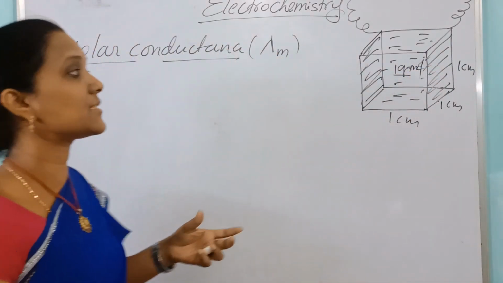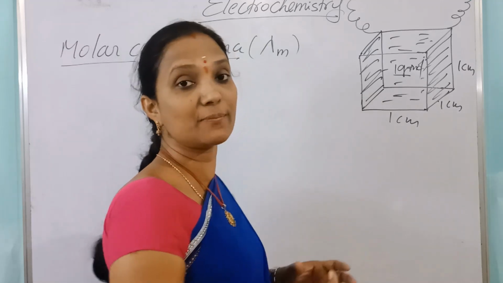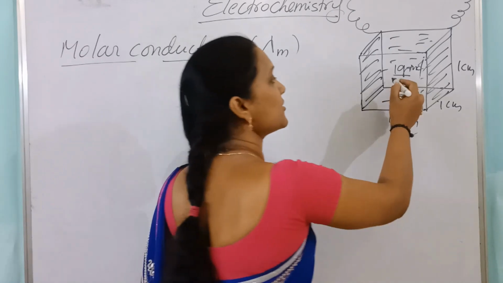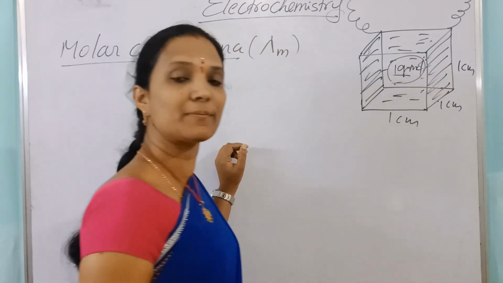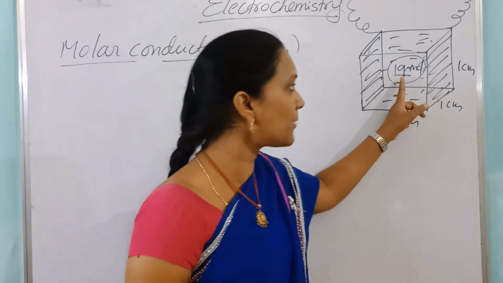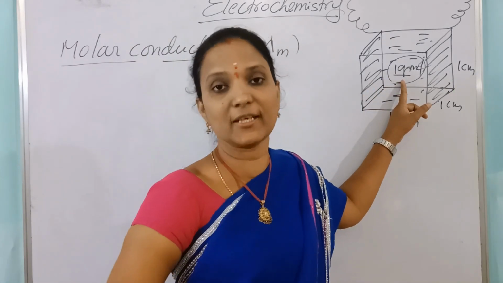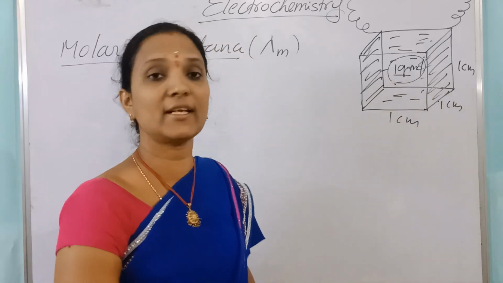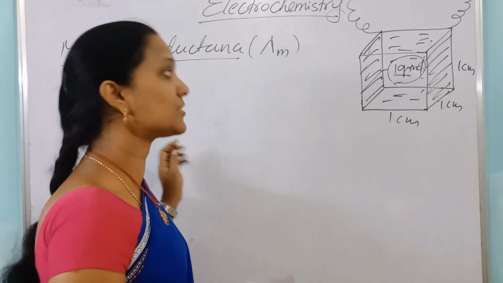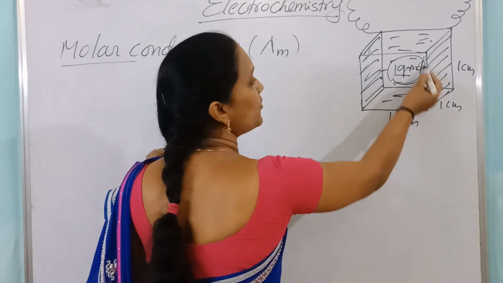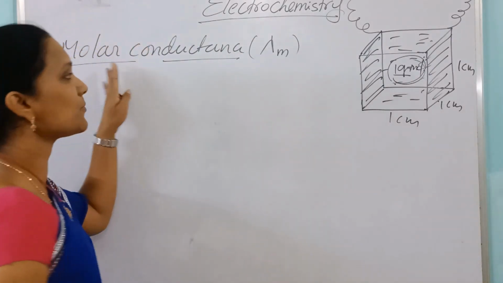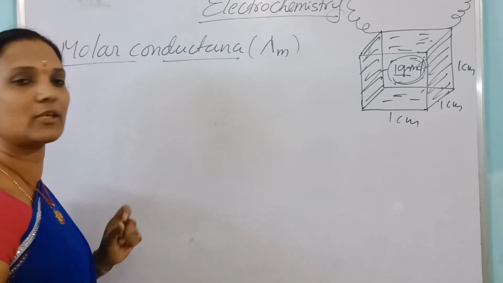So what is that molar conductance? The conducting power of all the ions produced by 1 gram mole of electrolyte dissolved in a given electrolytic solution. So 1 gram mole of electrolyte is present in the solution, then how much conductance is produced? The conducting power of all the ions produced by dissolving just 1 mole of electrolyte in the given solution, that is the molar conductance.